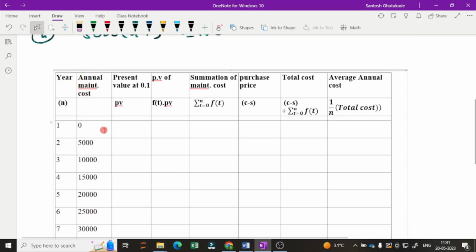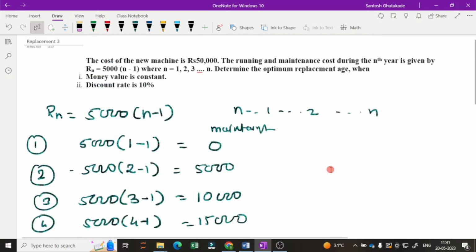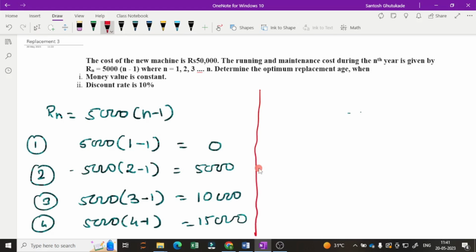Now we have to see what the discount rate and discount factor are. We will see the different columns. Before that, what is the discount rate? The discount rate is given in this problem: the discount rate is 10%. That is i, which is nothing but 0.1. So the i value is 0.1.